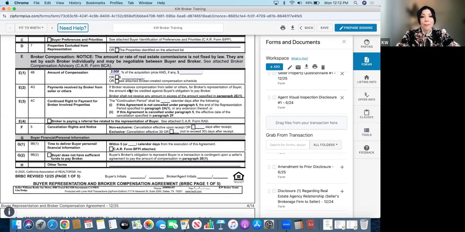Let's see. Payments received by broker from seller or others. If broker received compensation from seller or others for broker's representation of buyer, the amount shall be credited against buyer's obligation to pay broker. Broker shall not receive any amount in excess of the amount specified in this paragraph. And so what that means is if they are offering an additional amount and this amount is lower, you will not receive any amount in excess of the amount specified here. And so again, if there's a bonus being offered or something like that, you can't get the over amount.